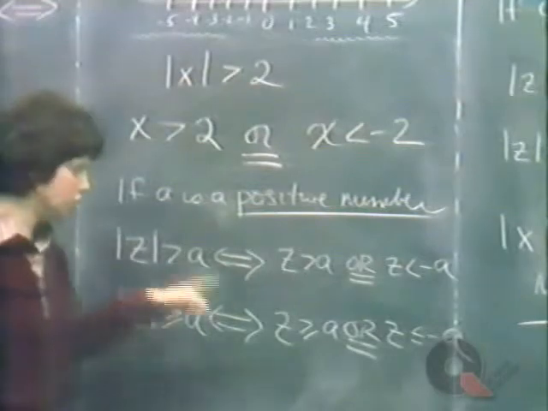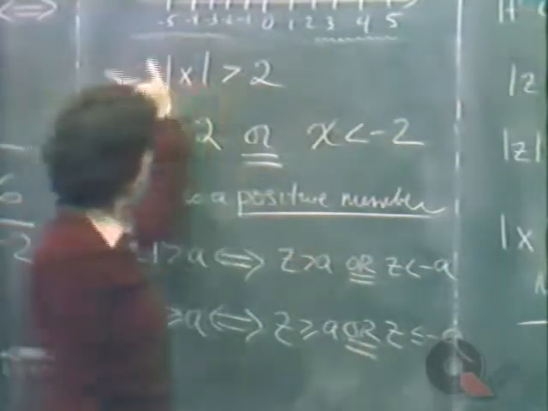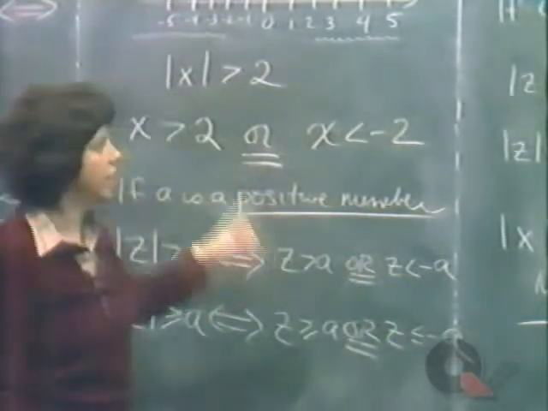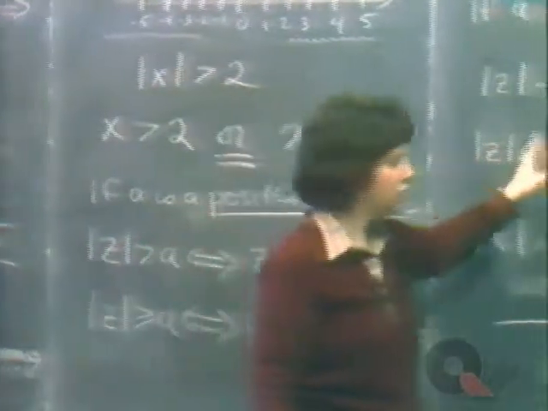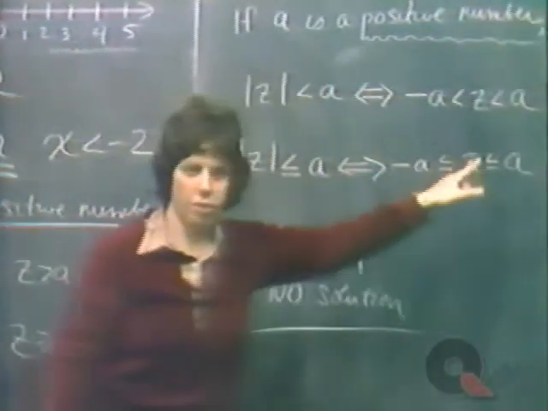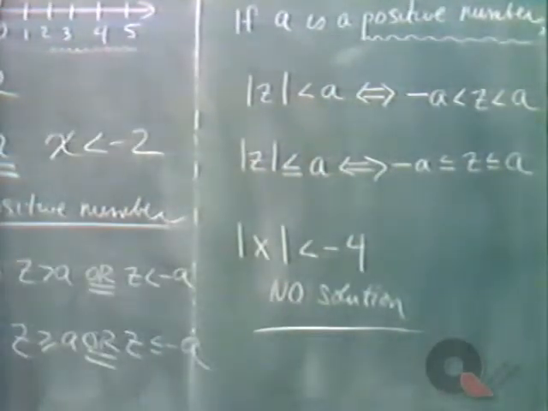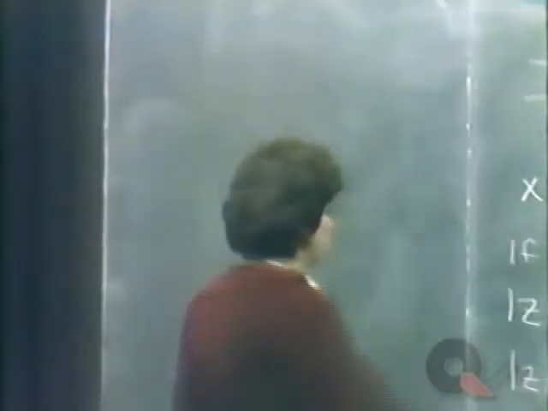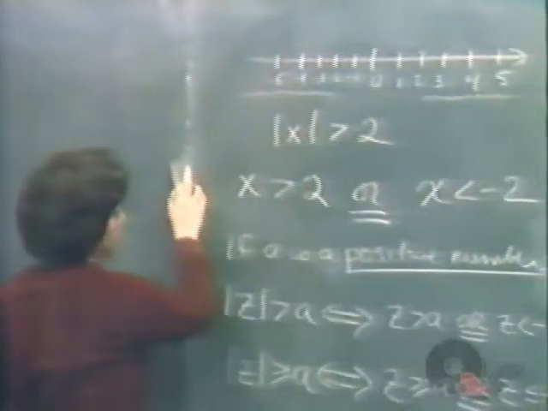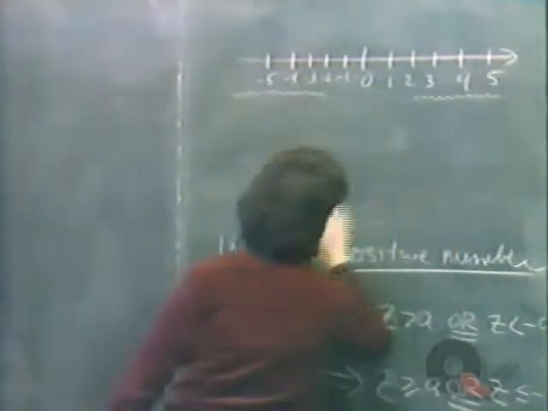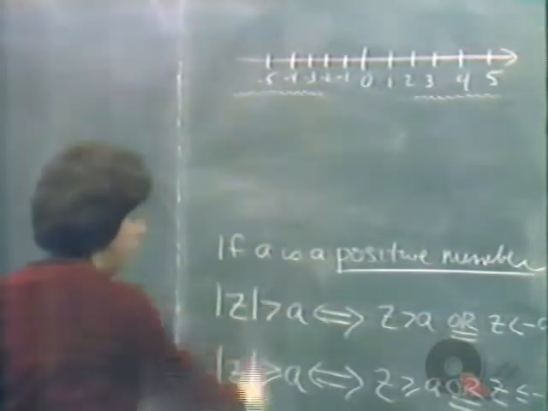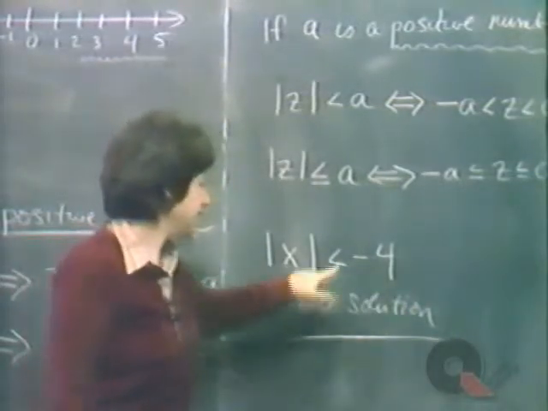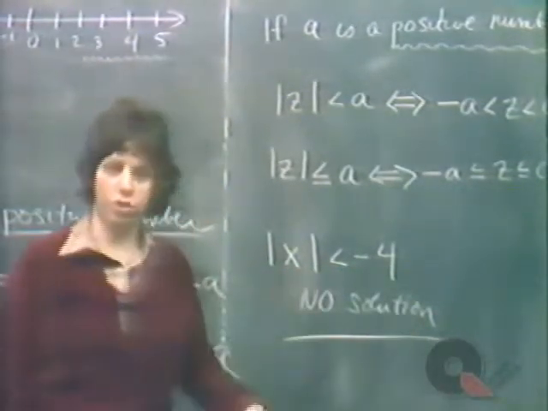The greater than inequalities are split to indicate that we're talking about the extremes of the number line: greater than a or less than minus a. The less than inequalities are just continued, giving you a double inequality like that. Just a word about this idea of a positive number. Let's see what would happen if we had a greater than inequality with a negative number. We looked at it when it was a less than inequality, the absolute value of x less than minus 4. We saw there was no solution.